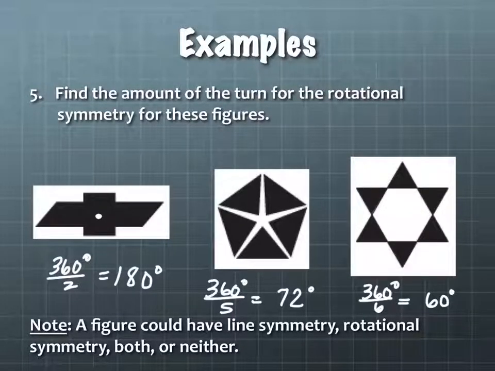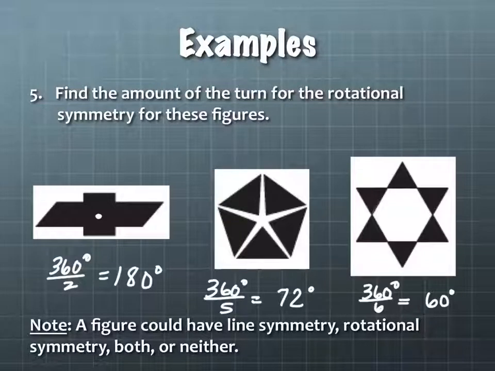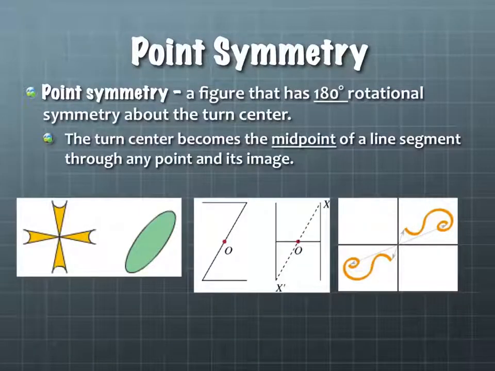Now, I'd like for you to notice that an object can have rotation symmetry, line symmetry, both, or neither. So it can have one and not the other. Take a look at this. Which of those objects have line symmetry? The star does, with lots of different line symmetries. What about Dodge? Does it have line symmetry? It does. It has 5 of them, actually. How about Chevy? Does it have line symmetry? It doesn't.